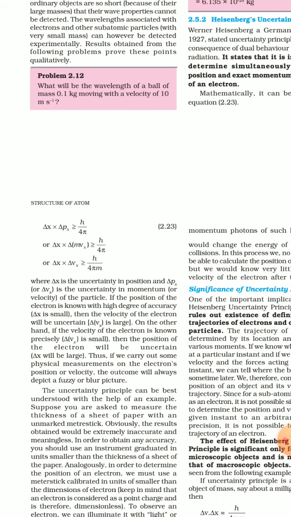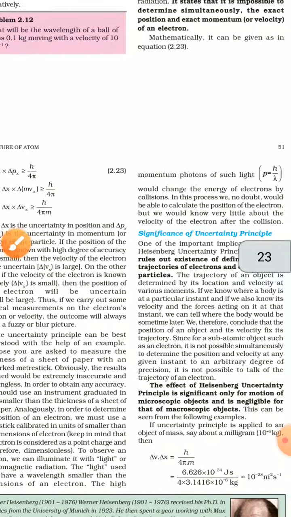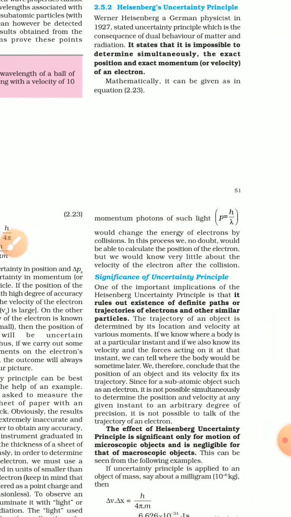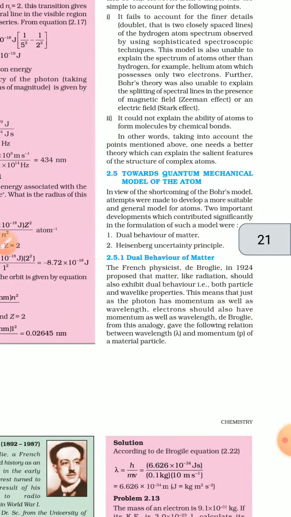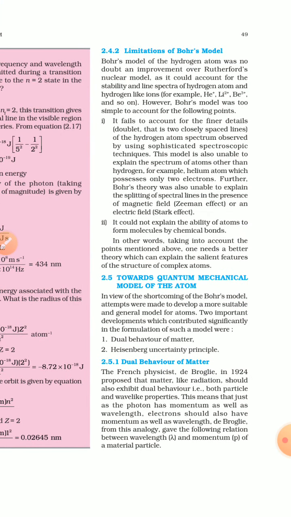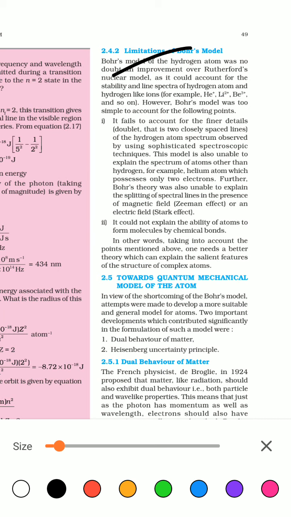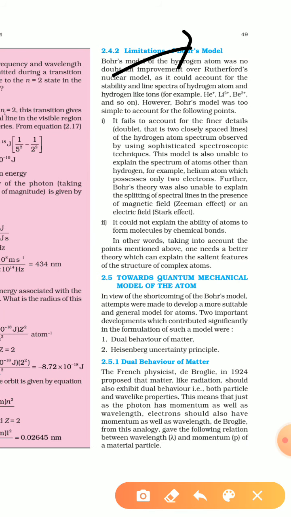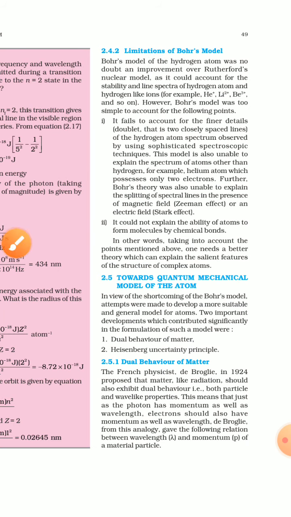I hope you understood the concepts about the uncertainty principle. There's nothing more significant about it to know. The homework for you today is to write notes on your own: Heisenberg's uncertainty principle, the dual nature we studied, Bohr's atomic model, the postulates that had been explained, and also the limitations of Bohr's model.